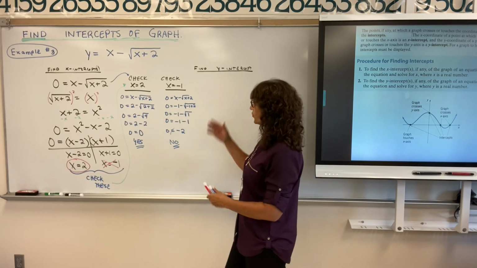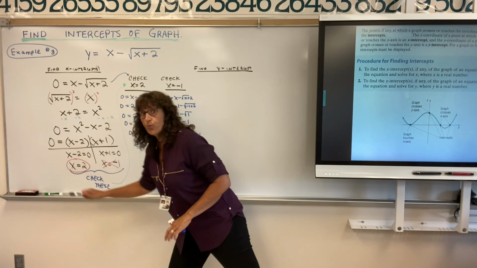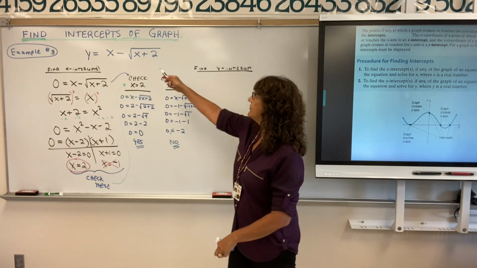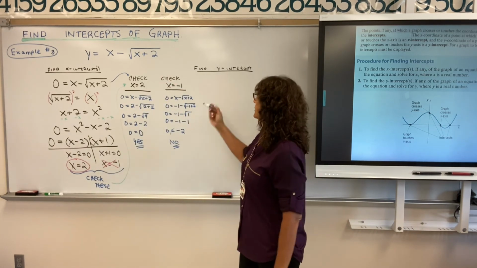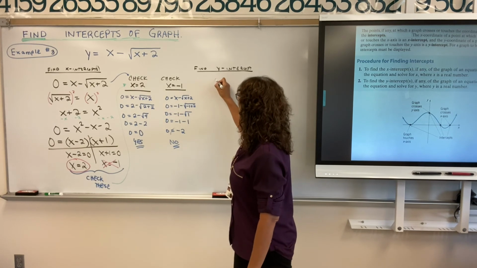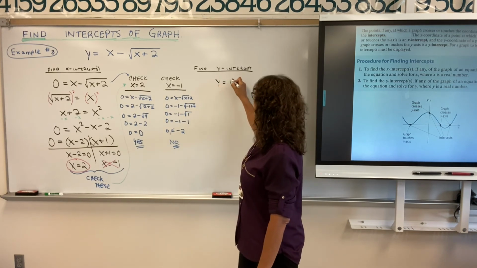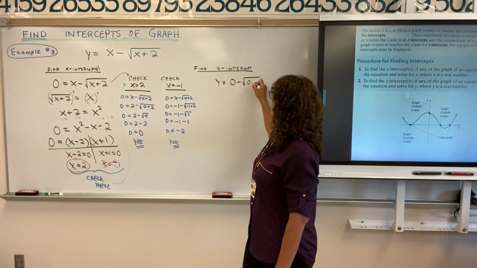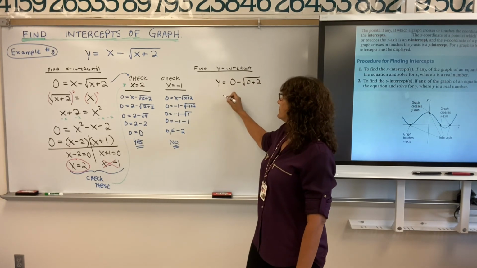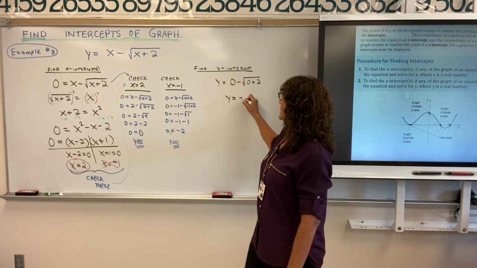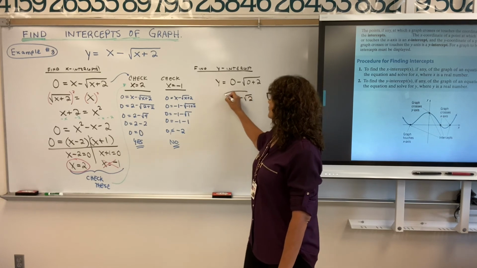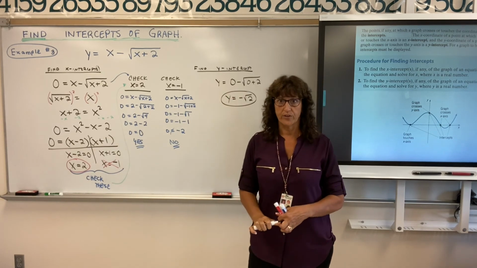All right, let's see what the y-intercept is. What about the y-intercept? To find the y-intercept, take the equation, set x equal to 0. So when you set x equal to 0, your y-intercept will be 0 minus radical 0 plus 2. When you simplify this, your y-intercept is going to be a negative radical 2. So there is your y-intercept, and that works out fine.